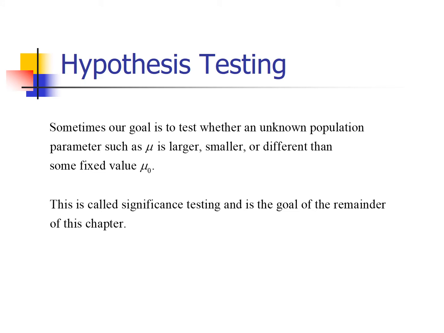However, sometimes our goals are slightly different. Sometimes our goals are to test whether an unknown population parameter, such as mu, the population mean, is larger than some number, perhaps to test whether it's smaller than some number, or a third possibility, to test whether it's different than some number, some fixed value, some actual number that we're going to, in its general form, call mu naught.